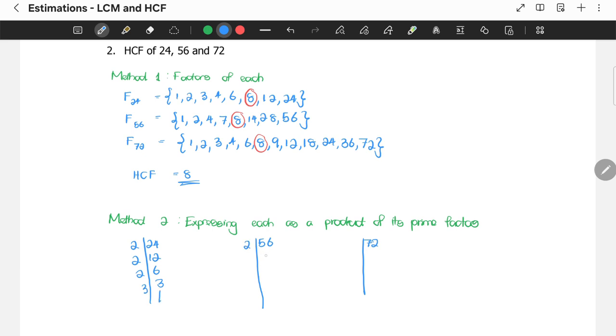2 into 56, that's 28. 2 into 28, that's 14. 2 into 14, that's 7. 7 into 7, that's 1. 2 into 72, that is 36. 2 into 36, that is 18. 2 into 18, that is 9. 3 into 9, that is 3. 3 into 3, that is 1.